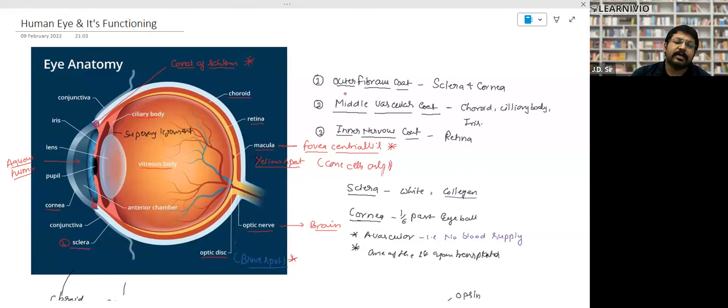The eye is divided into three parts. The outer coat is made up of sclera and cornea, which we have discussed. The middle coat is made up of choroid and ciliary body. And the inner coat is made up of retina. Sclera is white and made of collagen-like material. The cornea is one-sixth part of the eyeball. This is avascular, that is, it has no blood supply.